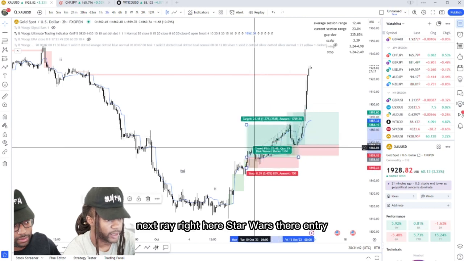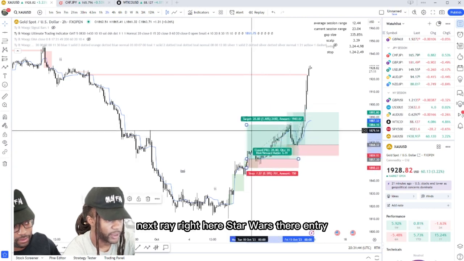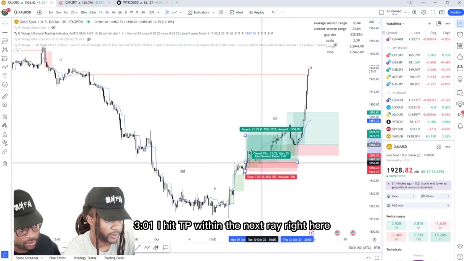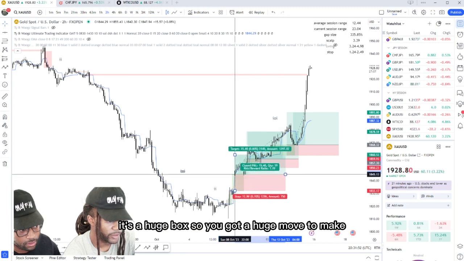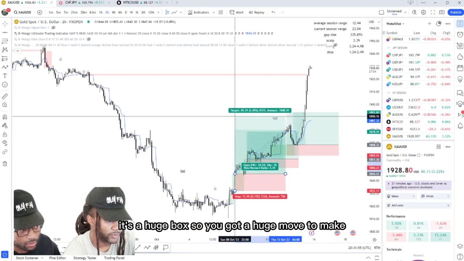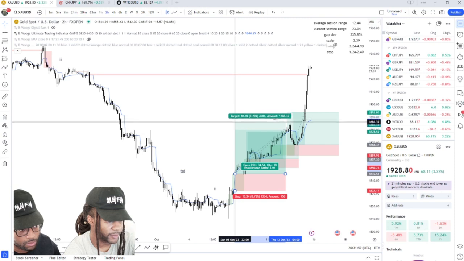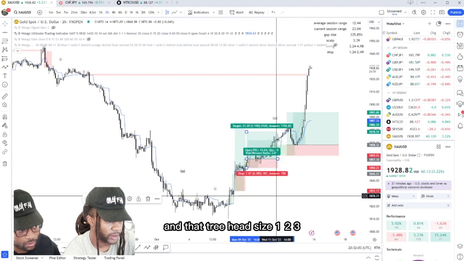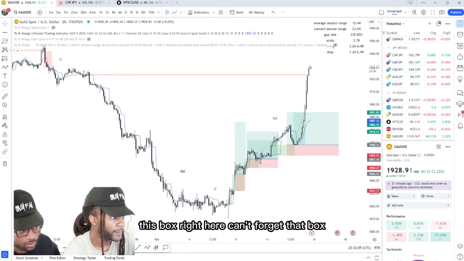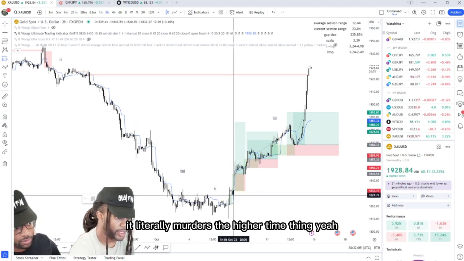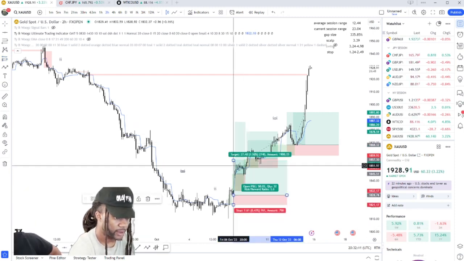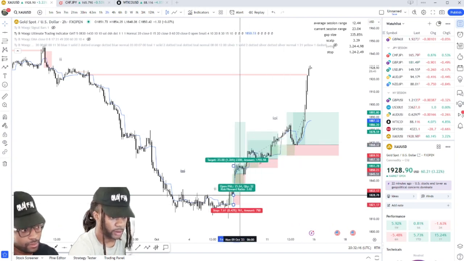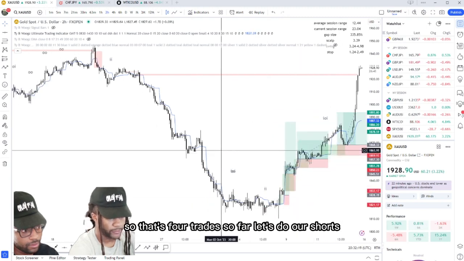Next trade right here. Stop loss there. Entry. 3-to-1. That hit TP. We'll do the next trade right here. It's a huge box. So you got a huge move to make. And that trade hit. So that's 1, 2, 3. This box right here. Can't forget that box. It literally murders the higher time frame. Yeah. We got here. I'll come up and do the 3-to-1. So that's 4 trades so far.